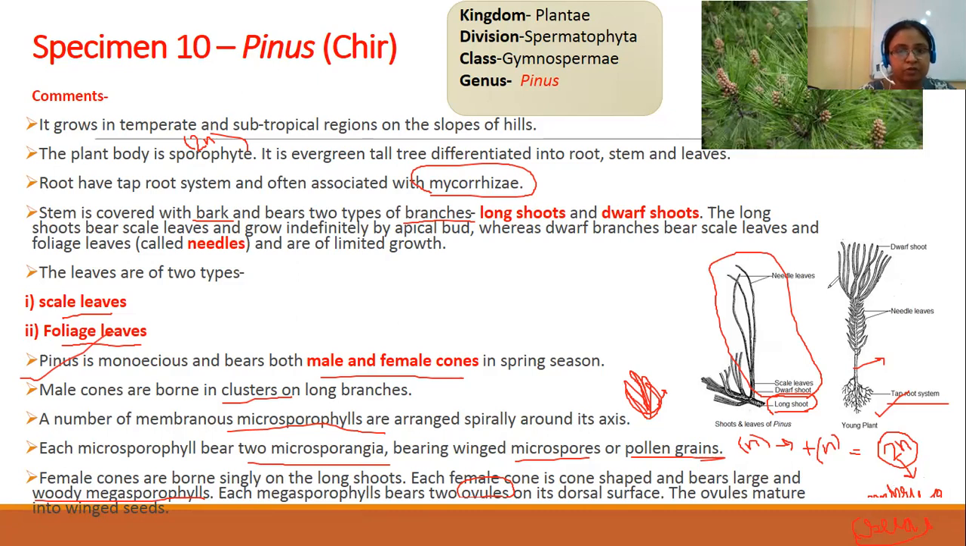Fine. So this is the characteristic feature of this class, gymnosperm, that they have naked seeds, because here the ovary wall, the true fruits, are absent. Only ovules are there. So that's why these ovules, after the fertilization, develop directly into the seeds, and these seeds are naked.